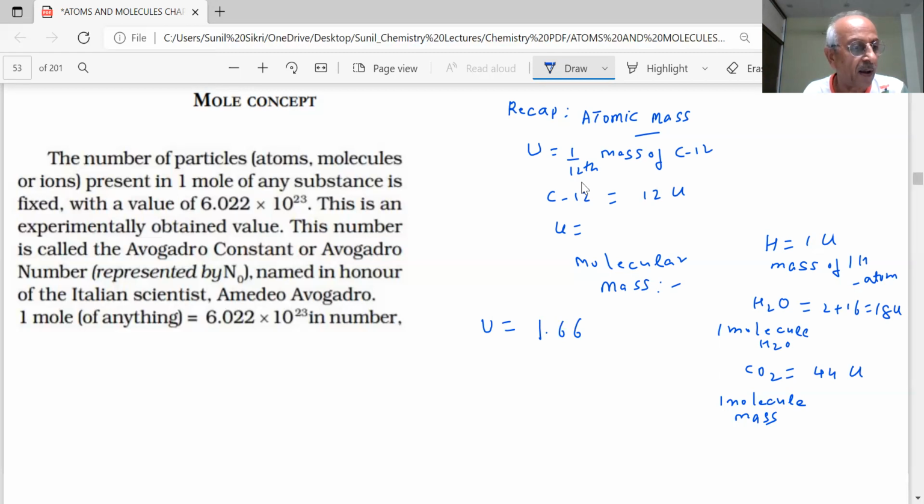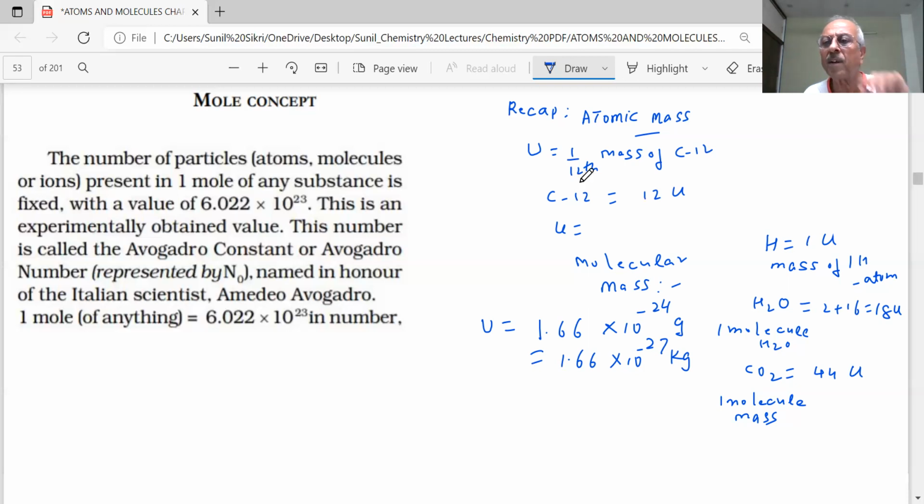Approximately 1.66 into 10 minus 24 gram, which can be written as 1.66 into 10 minus 27 kg. Can you see this number? How small is this number? If I say the mass of one hydrogen is 1U, that is equal to 1.66 into 10 minus 24 gram.